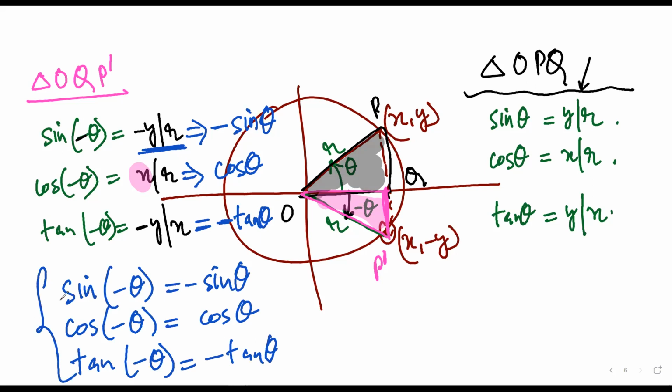Again, seems to be simple, but again, very powerful three formulas. Sine of minus theta is minus sine theta. Cos of minus theta is cos theta. Tan of minus theta is minus tan theta.